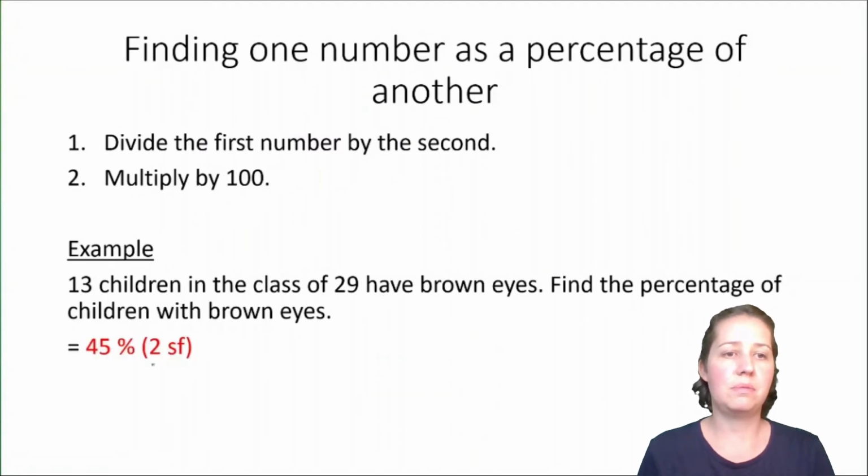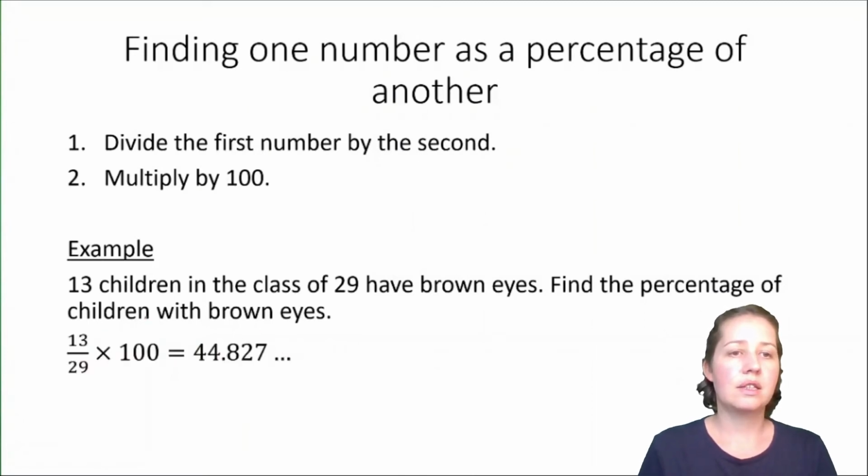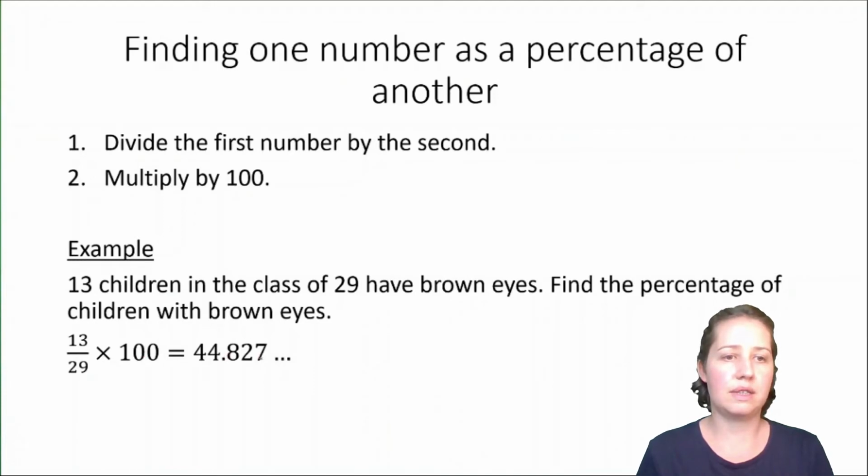Okay, your answer should be 45% to 2 significant figures. Let's take a look at how we got that. So we are doing the first number 13 divided by the second number 29 and then multiplying by 100, giving us 44.827. We need to give an answer to 2 significant figures. That is our second significant figure. The 8 rounds it up. So that becomes 45% to 2 sig figs.